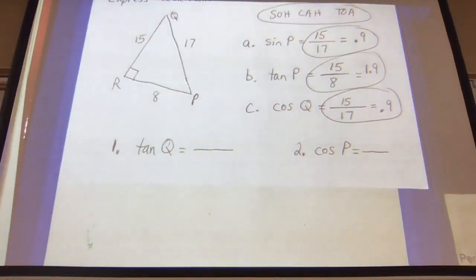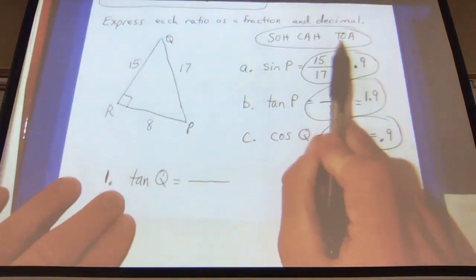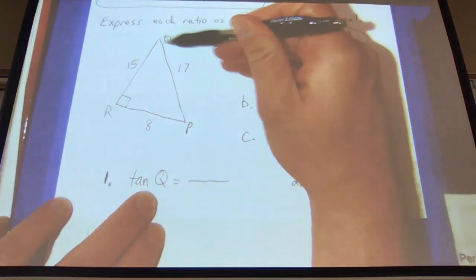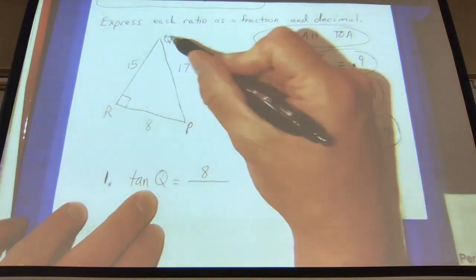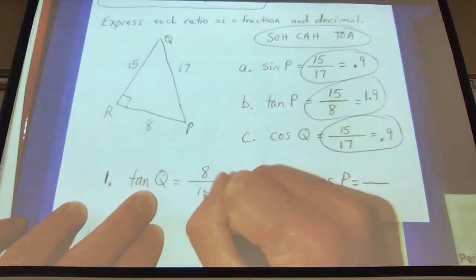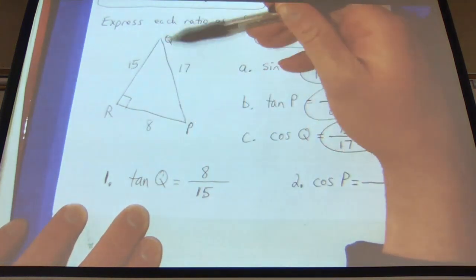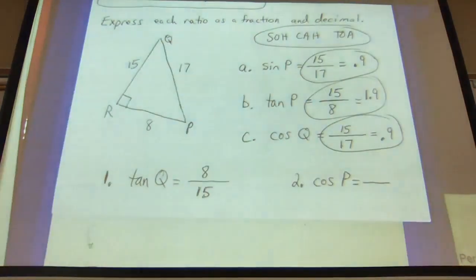One more time to finish this. All right, let's check them out here. Tangent of angle Q. You go back to SOH CAH TOA. Tangent is going to be opposite over adjacent. We want to go from angle Q. Here's angle Q. The opposite side would be 8. The adjacent side would be 15. And again, I picked 15 as the adjacent side because your 17 is the hypotenuse. That's across from the right angle. So 15 is your adjacent side.